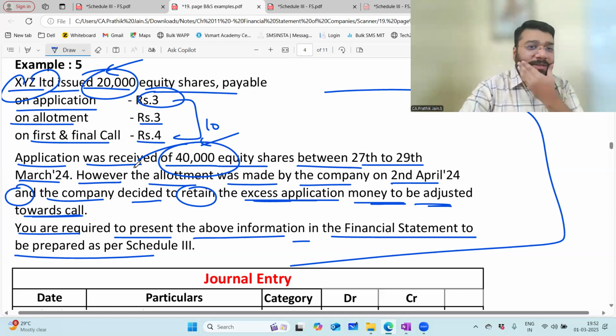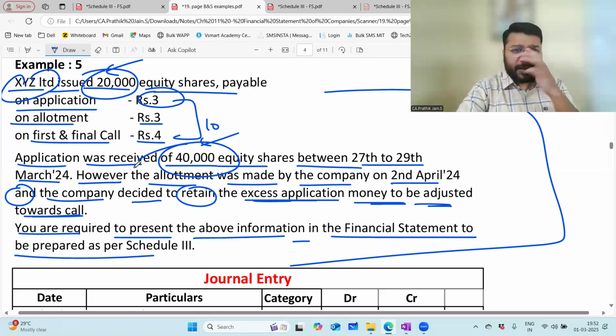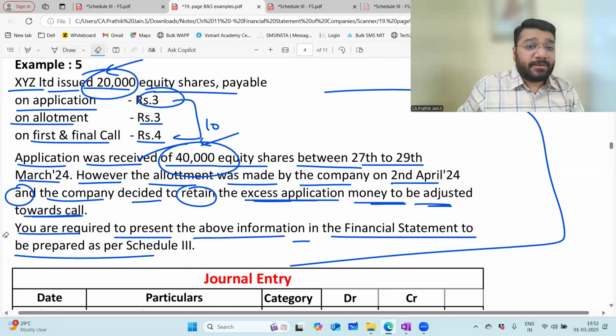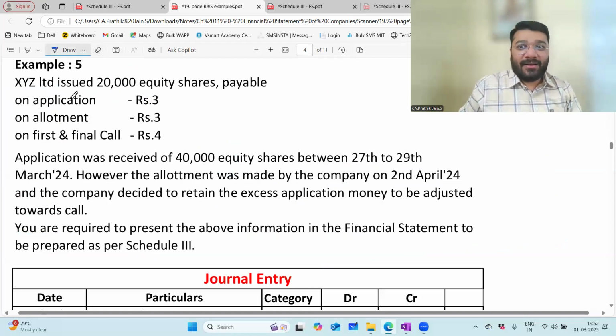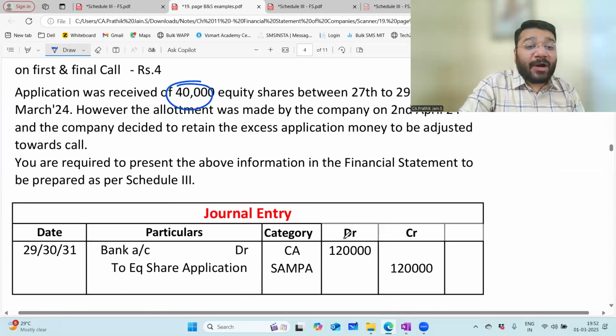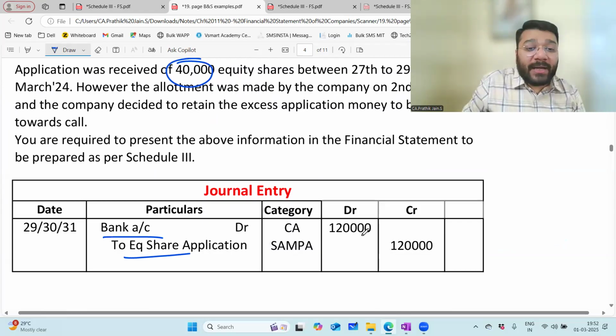Now the big question is, what is the journal entry for this transaction? Let's come back. Bank to equity share application. What is the amount? 1,20,000. Oh my God, he is selling 1,20,000. 40,000 equity shares at 3 rupees per share. How much? 1,20,000. Bank account debit to equity share application 120, 120.